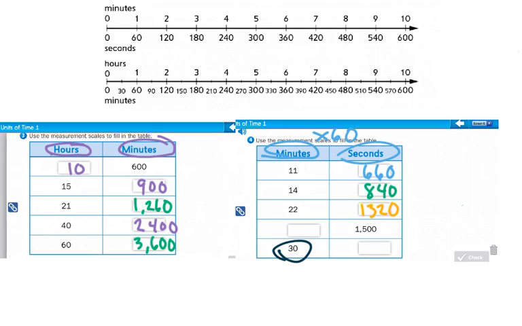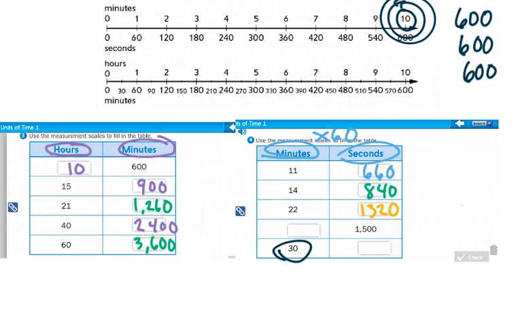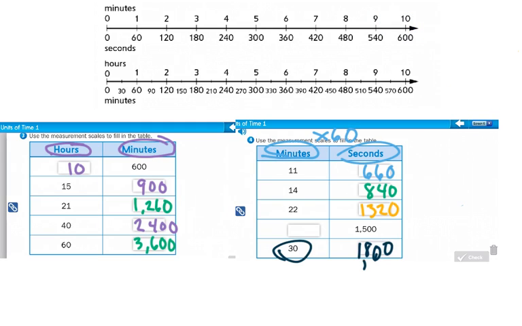Lastly, 30 minutes. It's just 10 three times. So 10 minutes is 600 seconds, plus another 10, plus another 10, which is 30 minutes. 6 plus 6 plus 6 is the same thing as 6 times 3, which is 18. 1,800. I'm going to leave the last one for now.